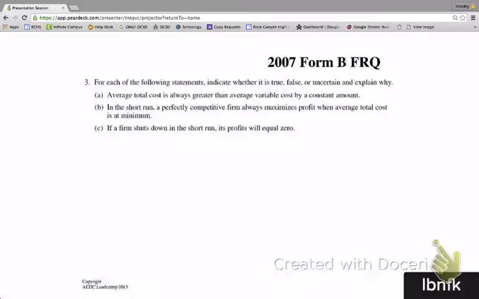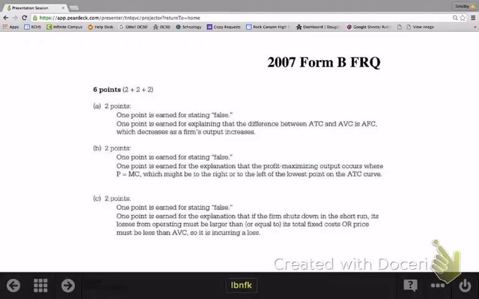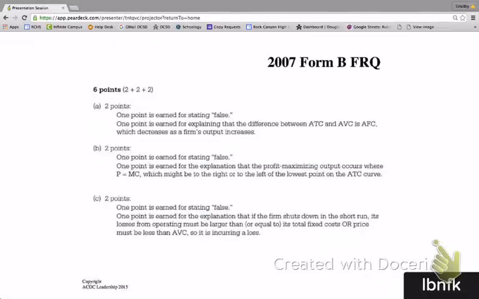Here's the FRQ from the year 2007 Form B test from the AP exam. So here's an example of what a free response question on this topic might look like. This is the rubric for that question. So this shows you how you would earn your points for that question. So you might want to practice it and see if you could earn each of these points.